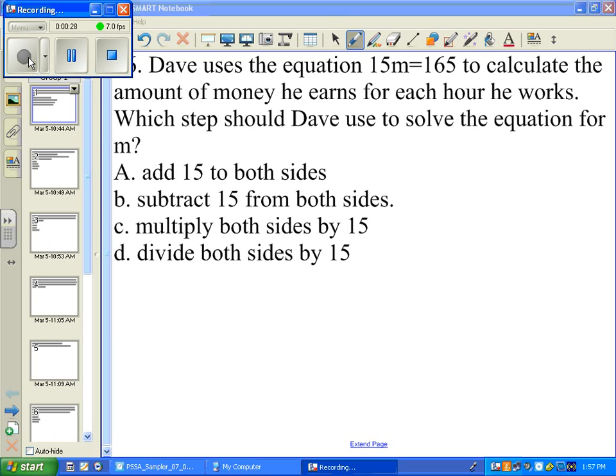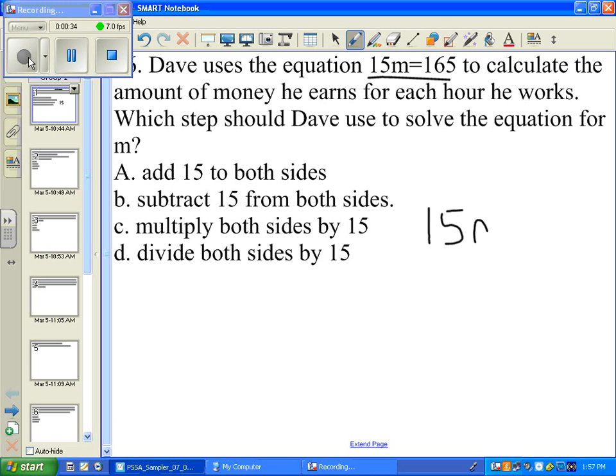Let's write down what we have here. We have 15m equals 165. And we can see that there's a multiplication implied here. It's 15 times some number called m, money per hour, for example. 15 times m equals 165. And they want to find out what step we would use to solve this equation for the letter m.